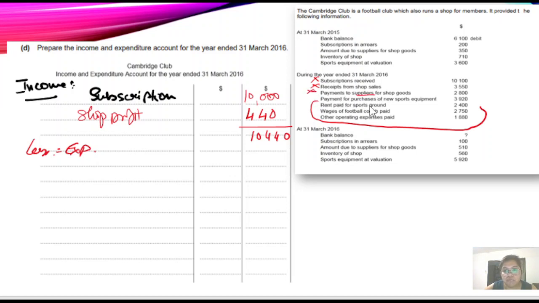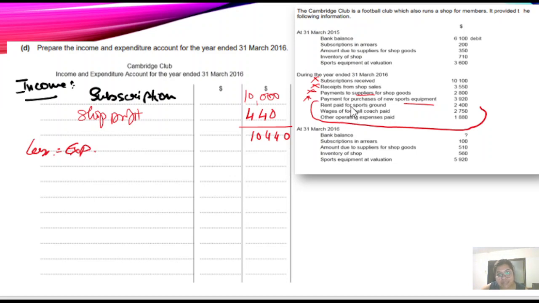Payment for purchase of new sports equipment, again, payment made for purchase of sports equipment. Sports equipment is for the shop, this expense is related to the shop, so again we are not going to record it. Okay, very nice.